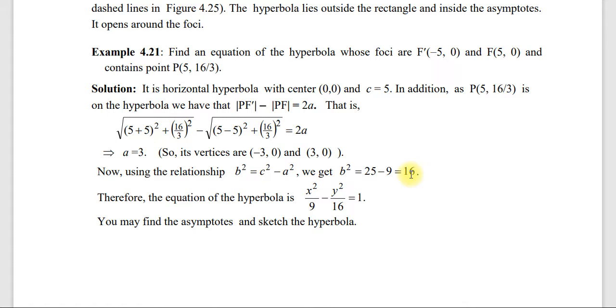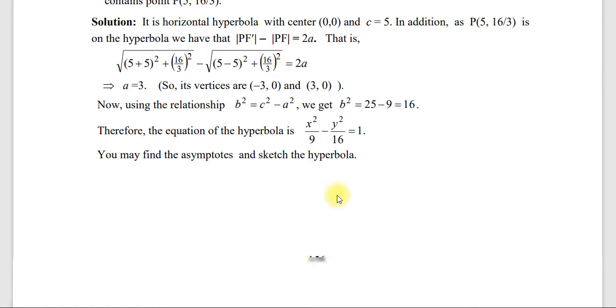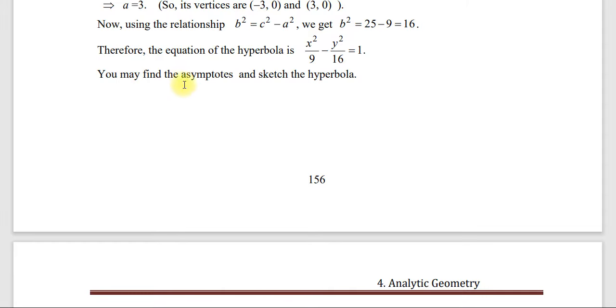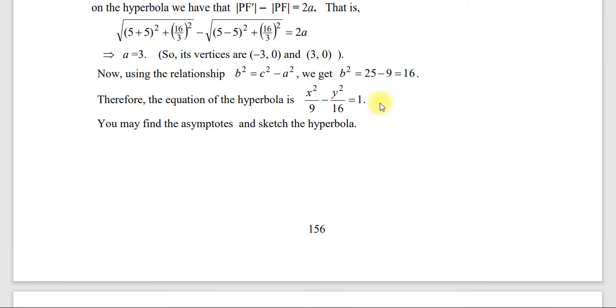ቢ ደግሞ የሃይፐርቦላን ኢኩዌሽን ለመፈለግ እጅግ በጣም ኢምፖርታንት ፖይንት ነች ተብለን ተነግረናል። Therefore, the equation of the hyperbola ምን ይሆናል x square over 9 minus y square over 60 which is equal to 1 ይሆናል። a ማለት 3 ስኩዌር ነው፣ b ደግሞ 60 ይሆናል። ስለዚህ እንደዚህ አድርገን ኢኩዌሽናችንን ማግኘት እንችላለን። You may find the asymptote and sketch the hyperbola.